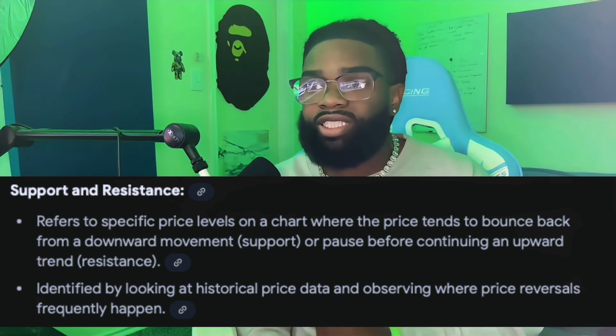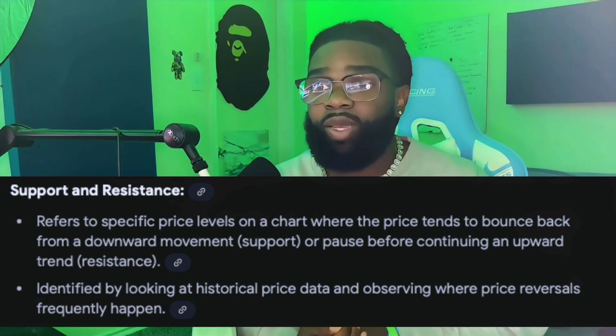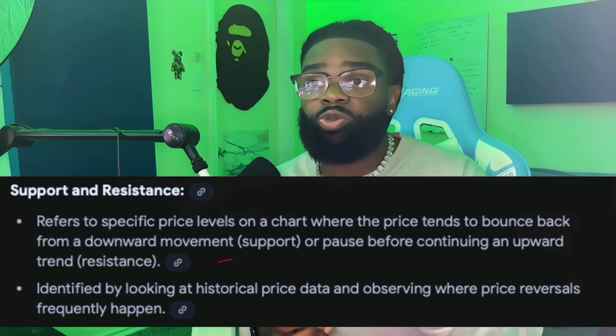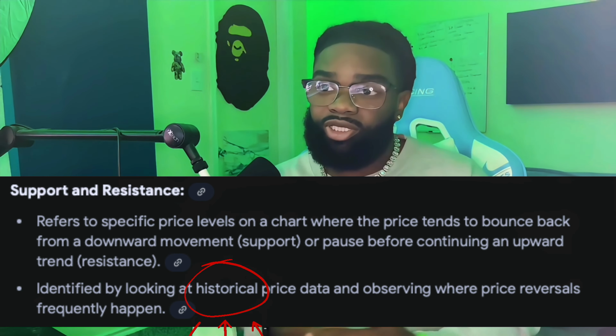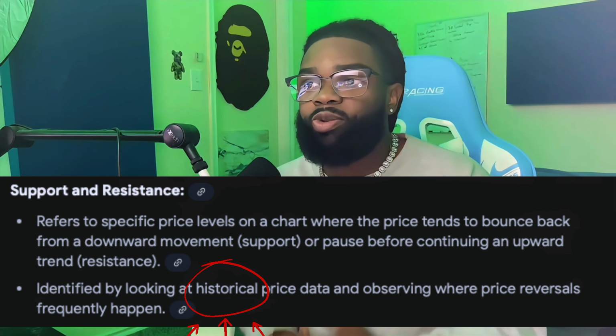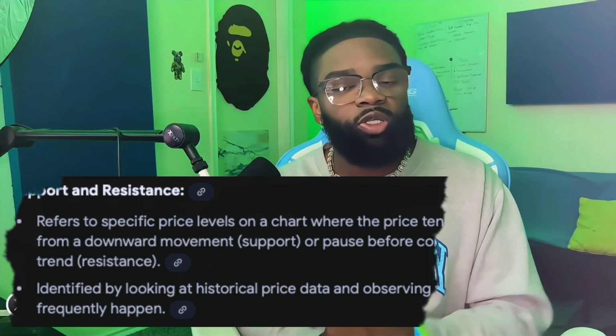Now, let's jump into the description of support and resistance here. It refers to specific price levels on the chart where the price tends to bounce back from a downward movement, which is support, or pause before continuing to an upward trend, which is resistance. The second part of that is identified by looking at historical price data and observing where price reversals frequently happen. So in order to draw support and resistance, you need historical price data. You need to see the candlesticks. That makes it lagging. Supply and demand, leading.